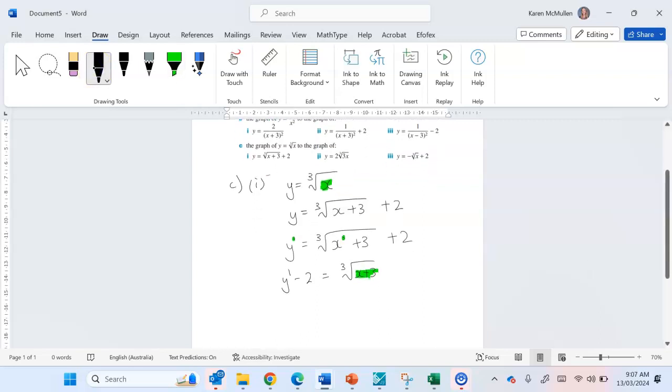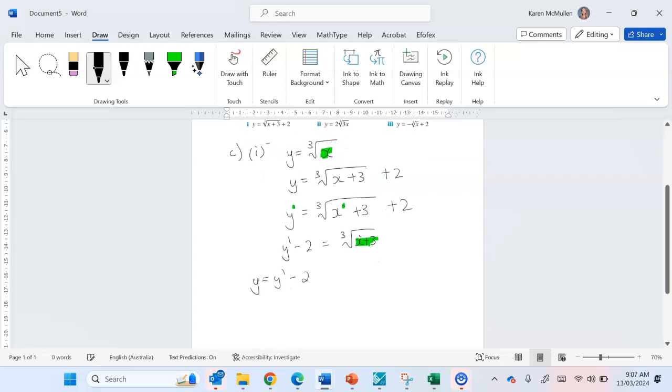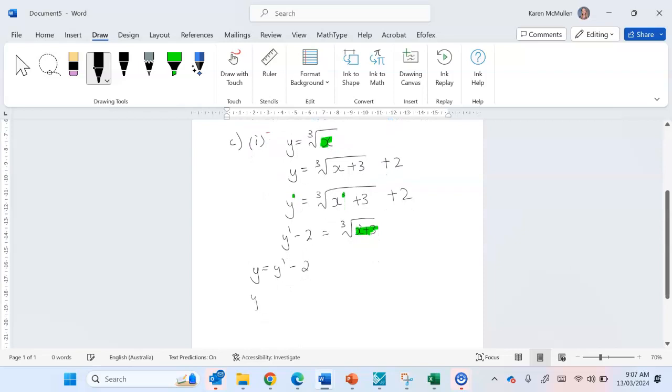I did notice I've got to put the dash on there. So y is equal to y dash minus 2. Just need to rearrange that, so y dash is equal to y plus 2. And then on the right-hand side, what is happening to our x's? So x is equal to x dash plus 3, and then x dash is equal to x minus 3. So just what has happened here and what has happened here.